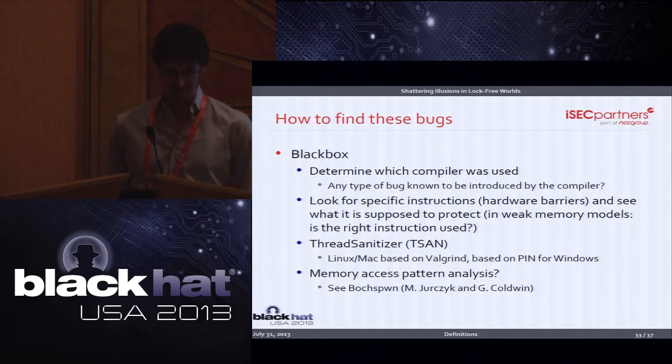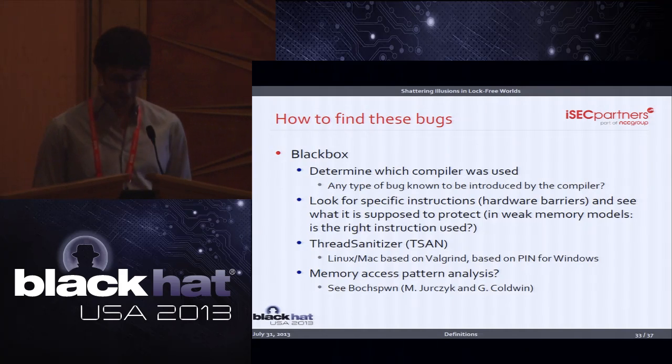So it is relatively tricky to find these bugs, but finding out which version of the compiler was used, as well as knowing bugs a specific compiler can introduce, could be a start. Looking for specific instructions would allow you to find code sections that should be protected. Then you need to determine if the right hardware barrier was used everywhere, and this mostly works for weaker memory models. You could use a thread sanitizer or TSAN, which is based on Valgrind for Linux and macOS, and PIN for Windows, which is a dynamic binary instrumentation tool. Also, if any double fetch has been introduced, Drew and Jinghua are going to talk about a tool to find that kind of issue more easily tomorrow.